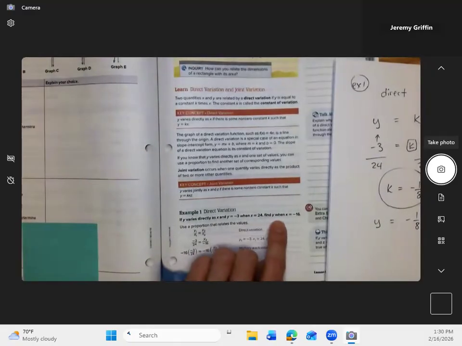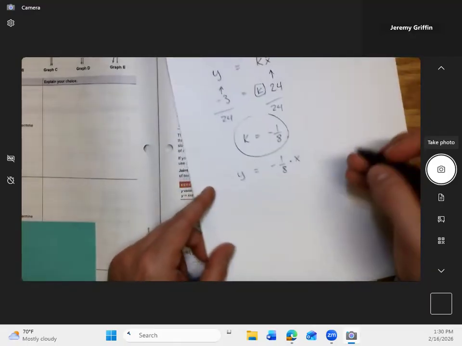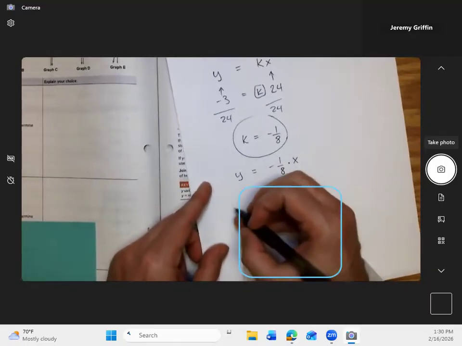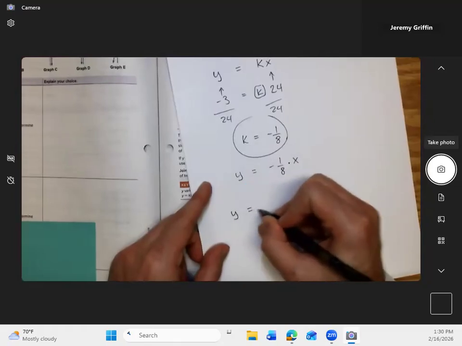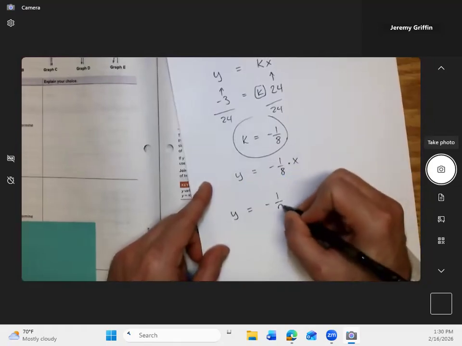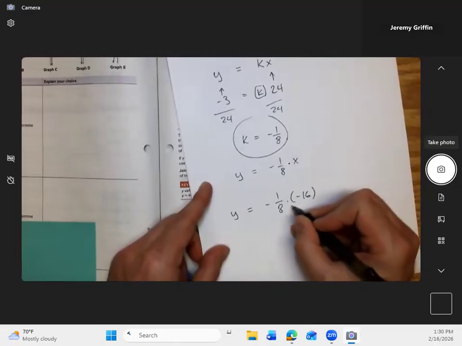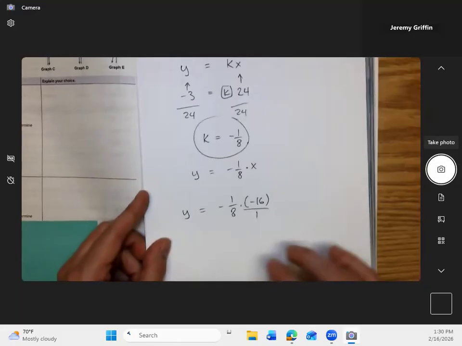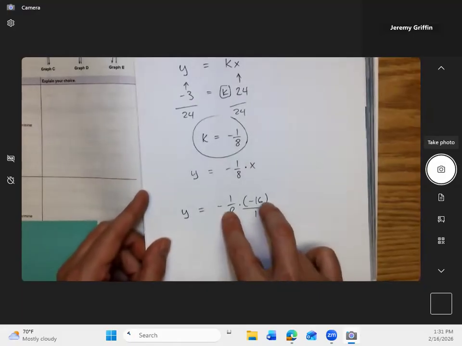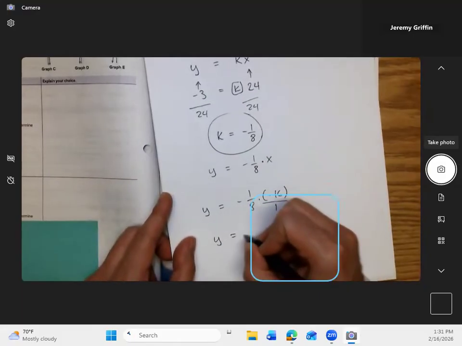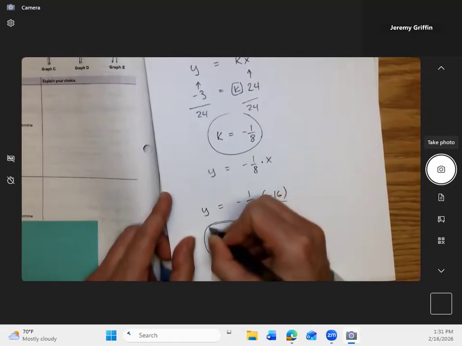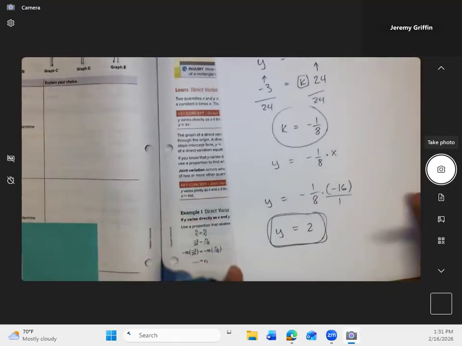But what we're really supposed to find is what is y when x is -16. So y equals, well, I know what k is. It's -1/8. And for x, they want that to be -16. That's the same thing as -16 over 1. 16 over 8 is 2. The negatives cancel. So y would have to be 2. And that has to be the answer. That's what we'd be looking for.